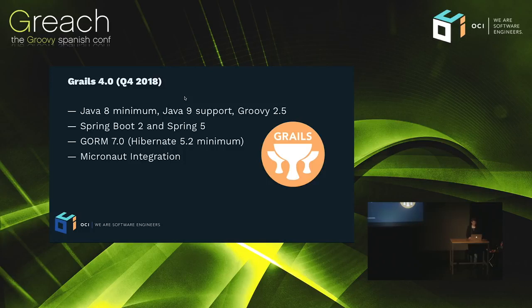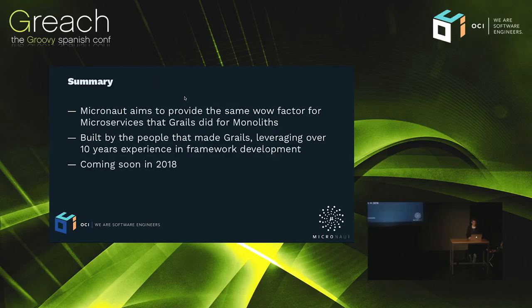It will be Java 8 minimum. It'll have Java 9 support. As soon as Groovy 2.5 is out there, it'll feature Groovy 2.5 by default. It'll be built on top of Spring Boot 2 and Spring 5. And it will have GORM 7 in tow with Hibernate 5.2 as a minimum. And we'll have awesome Micronaut integration in Grails 4. So we're super, super excited about that.